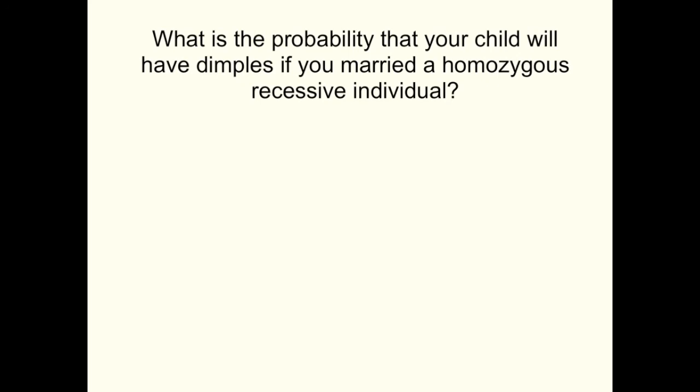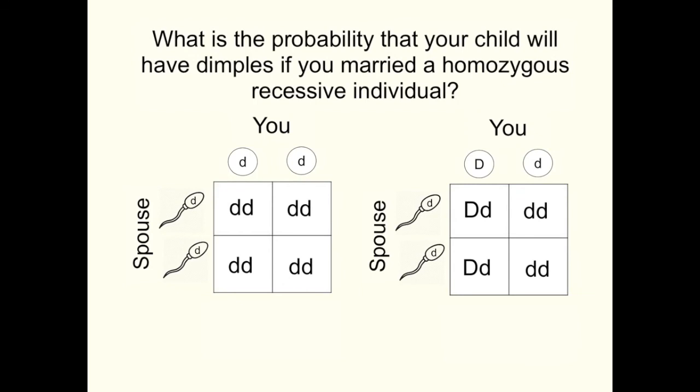What is the probability that your child will have dimples if you marry a homozygous recessive individual? Once again, to answer this question, we'll need to do 2 crosses because we don't know what your genotype is. Go ahead and pause this video to take a minute to do the 2 different Punnett squares for the possible genotypes. Your crosses should look something like this.